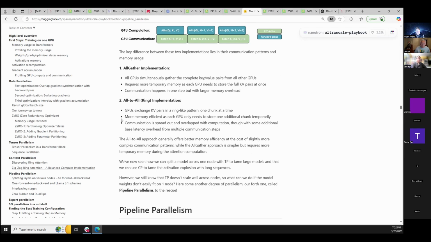Okay. And so here they say in the bullets, you communicate in a ring pattern, and each GPU only needs to store 1 additional chunk temporarily instead of storing all of them simultaneously. This computation may not matter depending on your switch design, whether it can do a super fast broadcast or not.